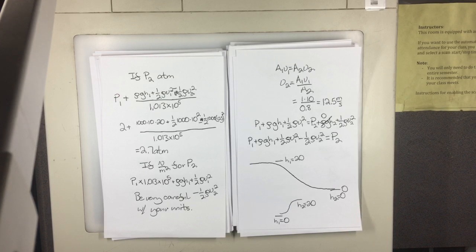This problem, if it shows up on a test, one of its primary functions is to see if you're paying attention to the difference between atmospheres and newtons per meter squared and when they're used within Bernoulli's equation. My opinion is that Bernoulli's equation is an appetizer problem.